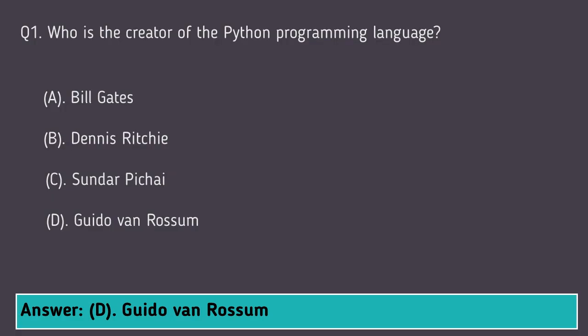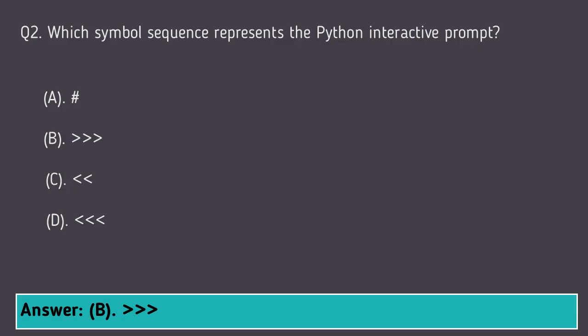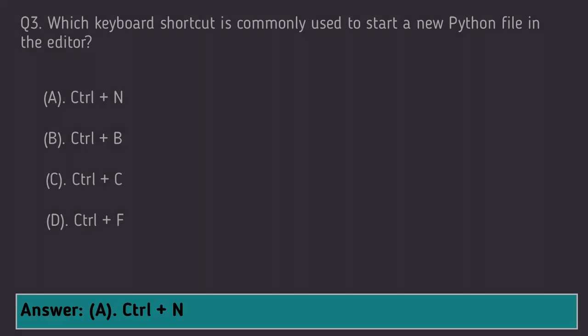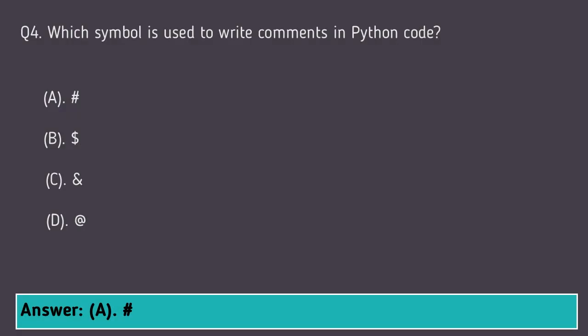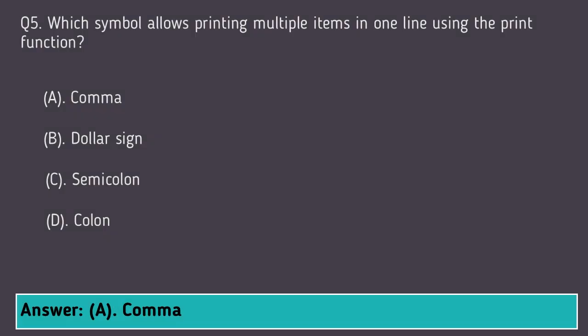Python was created by Guido van Rossum in the late 1980s. In Python's interactive mode, the prompt appears as 3 greater than symbols. Ctrl+N is commonly used to create a new Python program file. In Python, comments begin with the hash symbol. In Python, a comma lets you print multiple values in a single print statement.